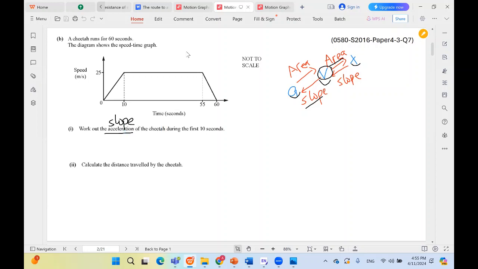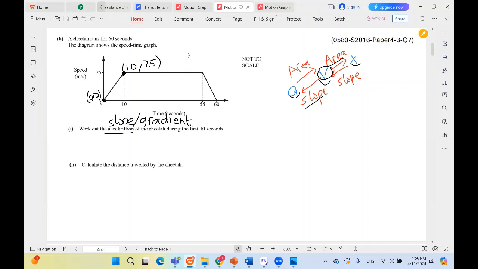During the first 10 seconds. So slope, of course, means gradient for those who are not familiar with the word slope. Another word for slope is gradient. For the first 10 seconds, we want to get the slope or gradient between these 2 points. Of course, the first point here is 0, 0. The second point is 10 and 25. So we want to calculate the gradient or the slope of these 2 points.